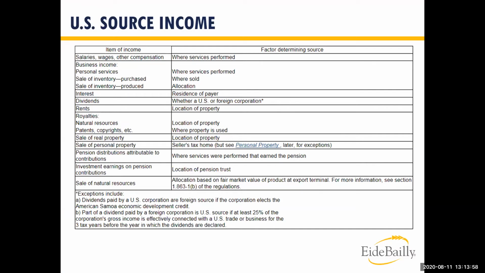This slide just shows detail on the factors for determining sources. So we've already talked about salaries and wages; that would be considered services, sourced to where the service is performed. We also have inventory, the sale of inventory. And generally, if you are purchasing goods from a foreign vendor, those are not subject to withholding tax, so we won't really cover that in this presentation.